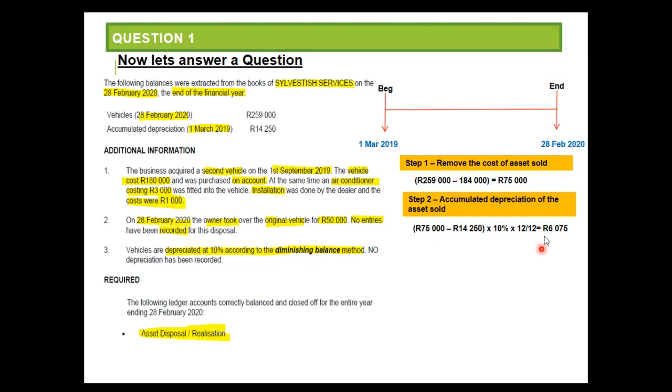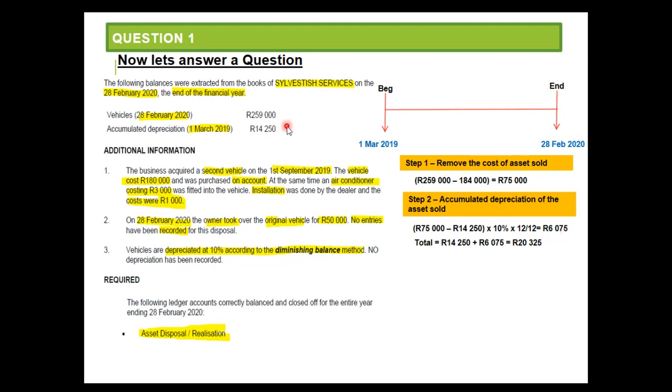Why 12 over 12? Is because I had the asset for the whole year. So if I only had the asset for 3 months here, I was supposed to say 3 over 12. If I only had it for 1 month, I was supposed to say 1 over 12. So the depreciation for the year here will be how much? 6,075. But remember, I'm looking for the total accumulated depreciation. Therefore, I will take my 14,250 and I will add my depreciation for the year. And this is the total accumulated depreciation for the asset that I sold at the date of sale.